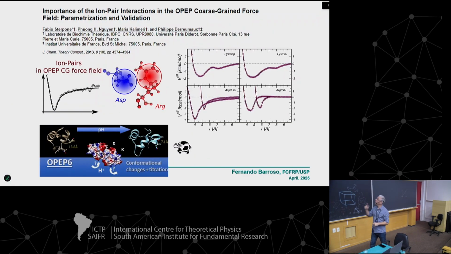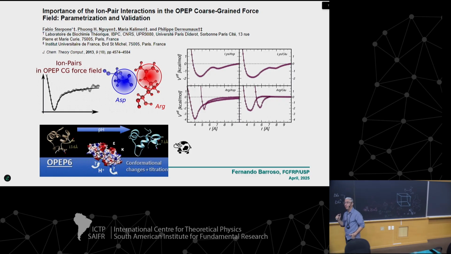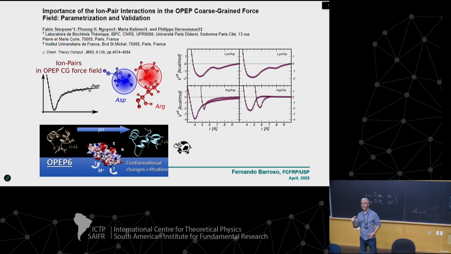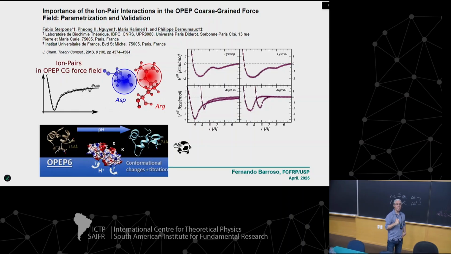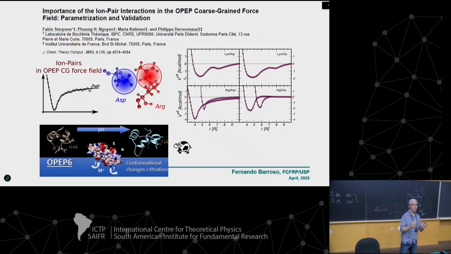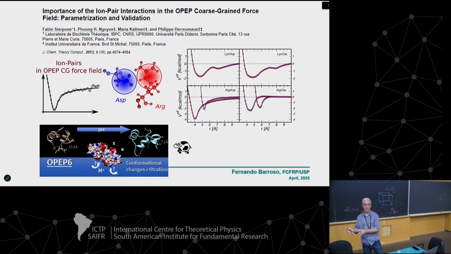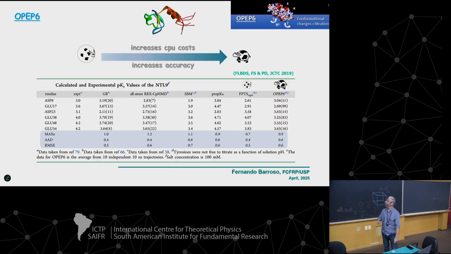And even more, OPEP has a version 5. And in version 5, they also have ion pairs. So it was easy for us to switch on and switch off ion pairs depending on the pH. So everything was ready to just be coupled with a titration scheme. And this is the beginning of what we call now OPEP6.